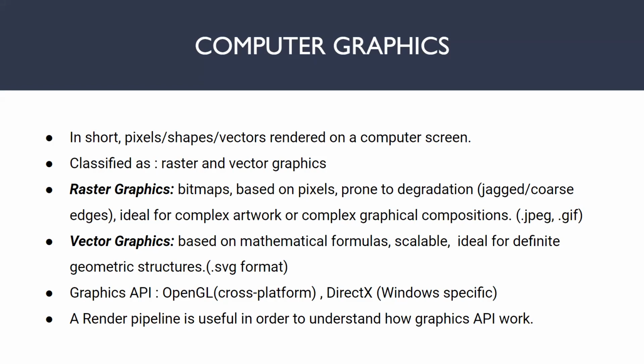Before we go into render pipelines, we need to know a little bit about the basics of it. Rendered graphics are classified into raster and vector graphics. Raster graphics are basically all the pictures that you see, all the stuff that is rendered in pixels, and these are also called bitmaps.